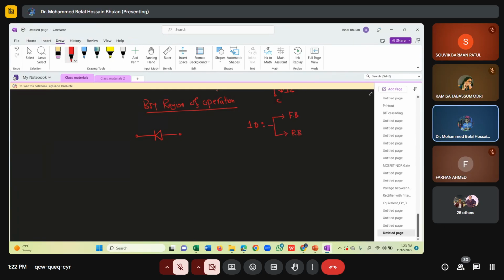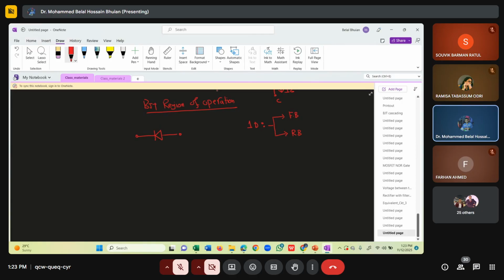What does that mean? That means you have to apply an external voltage such that the P side is connected to the positive terminal and the N side is connected to the negative terminal. That is forward biased. Or you can apply a DC voltage such that the P side is connected to the negative terminal and the N side is connected to the positive one. That is reverse bias.